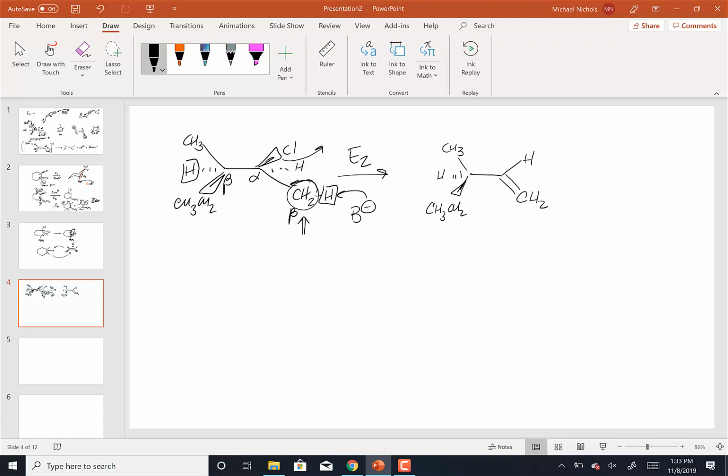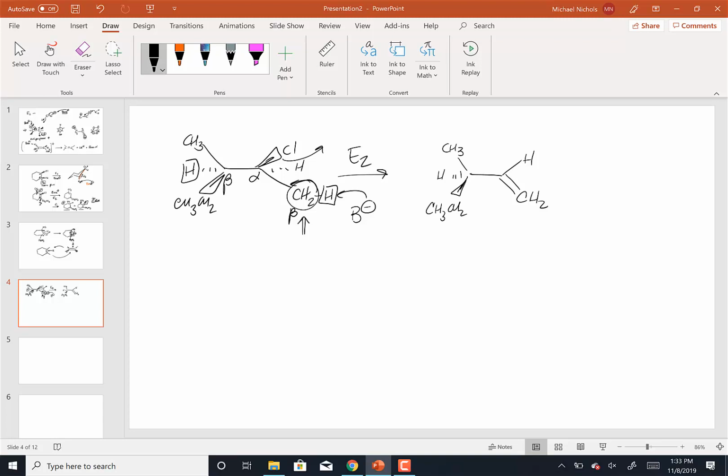Beta? Good question. We need to check that. We need to make it anti-periplanar to write the second product. So this is just the easy product. This is the easy one because it's a CH3. I didn't have to do anything to it.